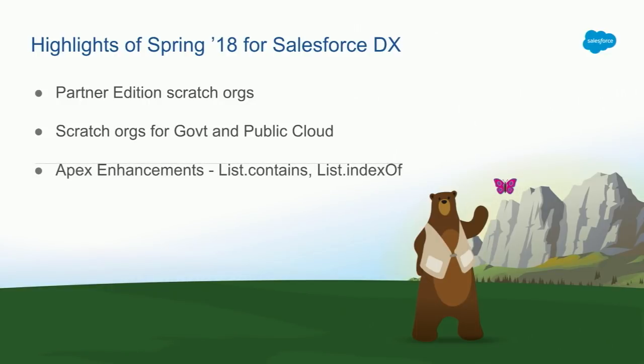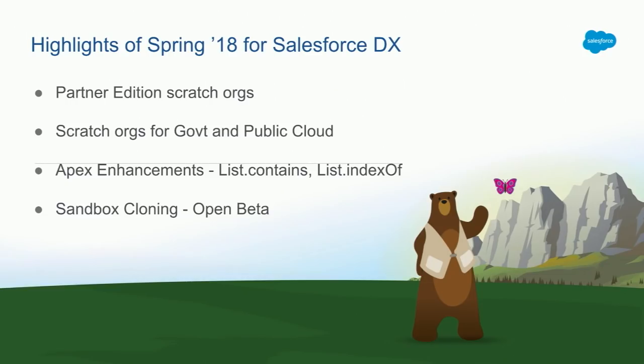Along the realm of Apex, we are continuing to invest in terms of making enhancements. This is something that we know is near and dear to your heart. So we are offering list.contains and list.indexOf, and we'll continue to invest and offer more things in upcoming releases. Sandbox cloning, the ability to create new sandbox orgs using an existing sandbox instance to copy and clone the settings, is something that we are doing in open beta. We're really excited about this. We wish you would give this a shot and let us know what you think of this.